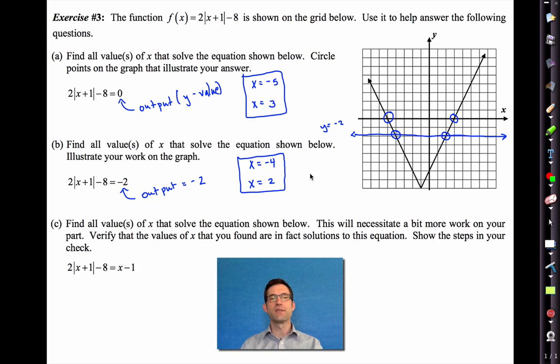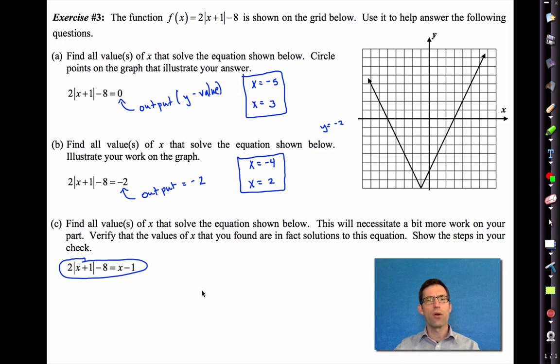Now letter C, it says find all values of x that solve the equation shown below, this one. All right, this will necessitate a bit more work on your part. Verify the values of x that you found are in fact solutions to the equation. Show the steps in your check. All right, so this one definitely takes a little bit more work, and I'm going to get rid of everything that I've kind of drawn so far so it's really clear.